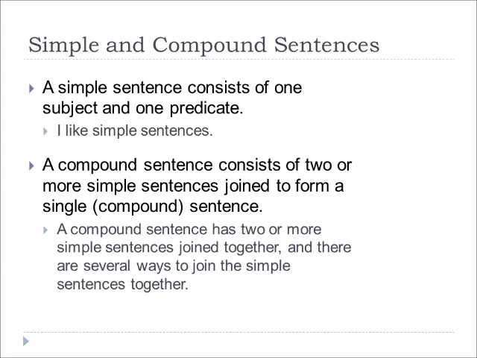A compound sentence consists of two or more simple sentences. We'll call those independent clauses later. The two or more simple sentences joined to form a single sentence, which is, by definition, a compound sentence.